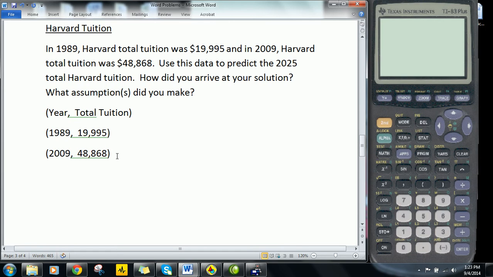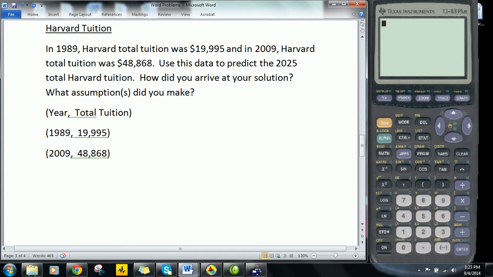Well, if we assume that the tuition rises in a linear fashion, now to rise linearly means it rises at a constant slope. So that brings up a fun word called slope. So let's go there. Let's do that. So between these 2 points, what is the slope, right?